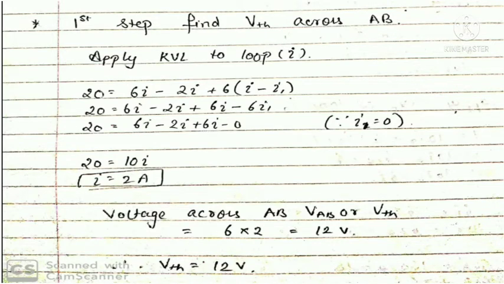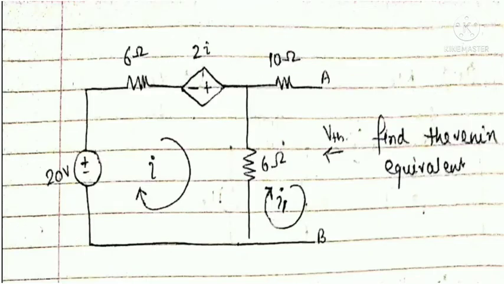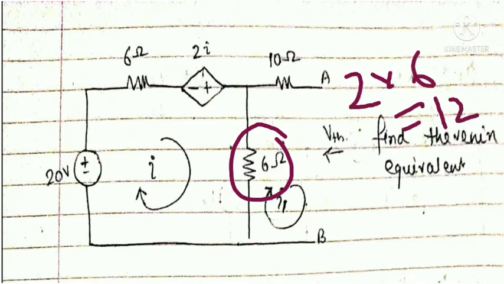Now we have found I is equal to 2 ampere. So what do we have to find? The voltage across the 6 ohm. The voltage across 6 ohm is R into I, according to Ohm's law. 6 into 2 is equal to 12 volt. So the voltage across this 6 ohm is 2 into 6, equal to 12 volt.